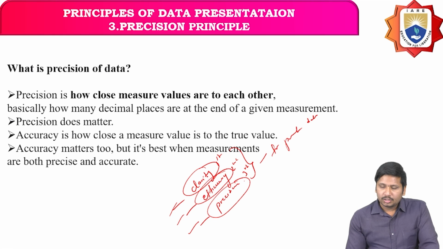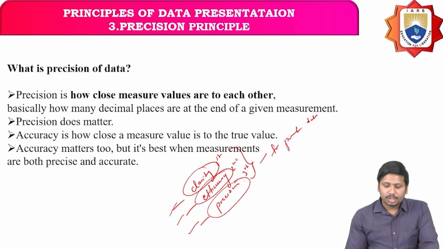So clarity means how clear the presentation should be, efficiency means how efficient the data should be, and then precision. Precision is something you normally maintain when you do scientific experiments or lab experiments. At that time the precision of the data is very important. Precision is nothing but how close the measured values are to each other. So basically, how many decimal places are at the end of the given experiment, and not all the time does precision matter.